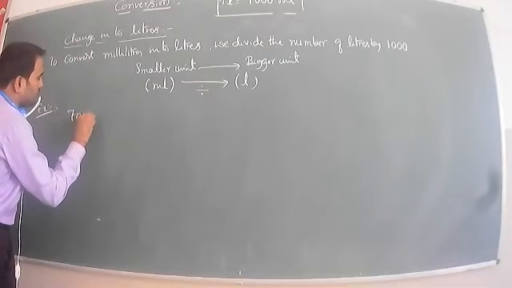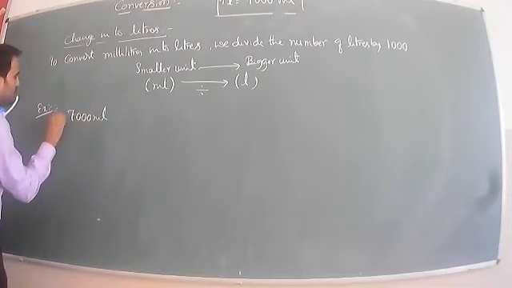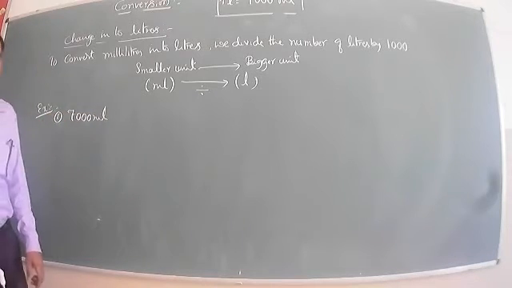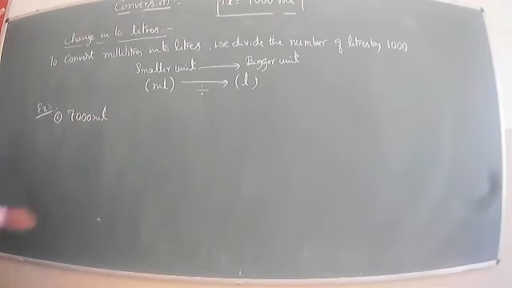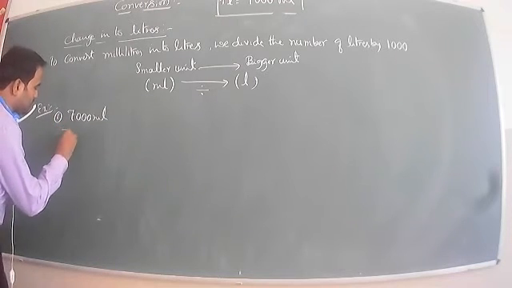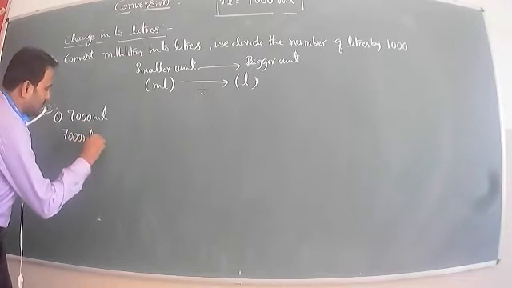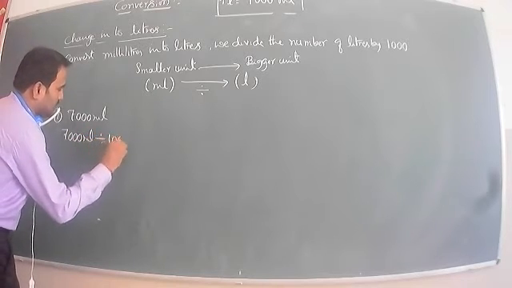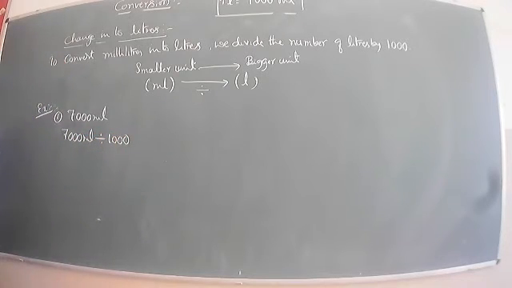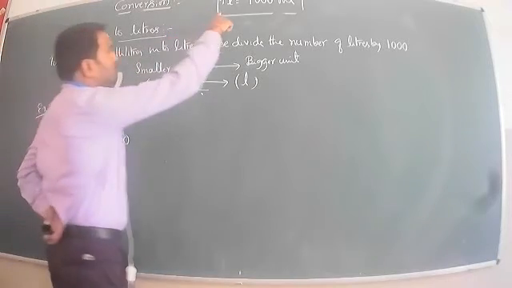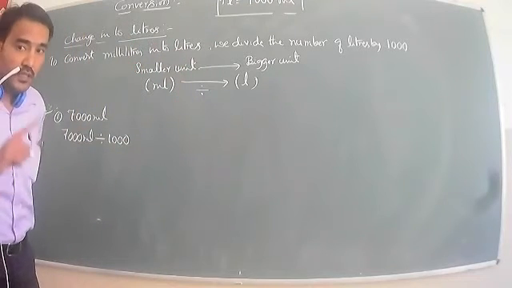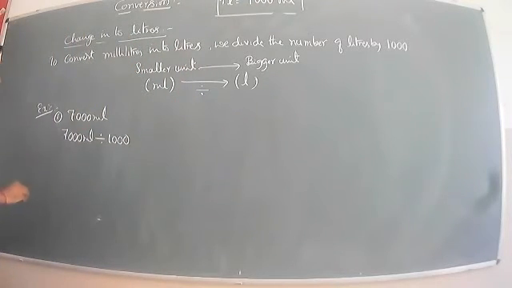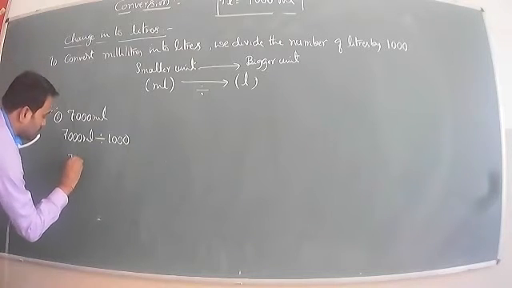Okay, first example. Now 7000 ml. This type of question will be asked. 7000 ml. So let us divide by 1000. Because why do we divide by 1000? Because 1 liter is equal to 1000 ml.